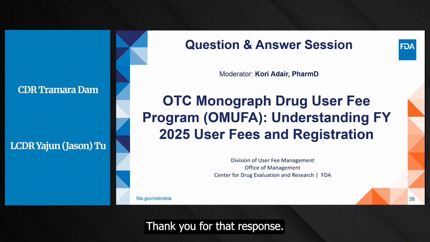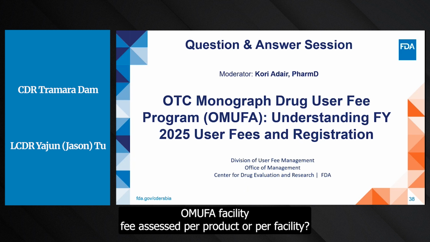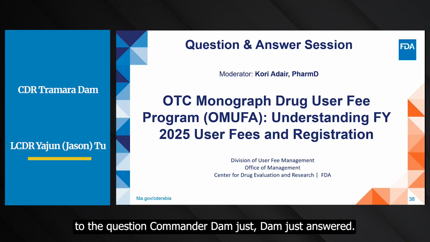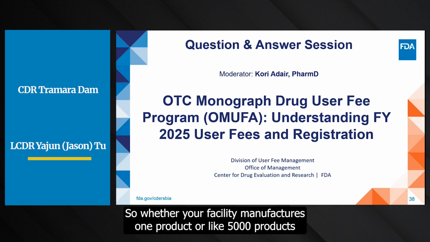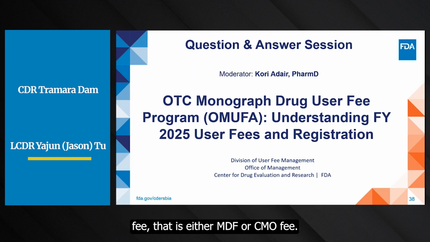Thank you for that response. My next question is for Lieutenant Commander 2. Is the fiscal year 2025 OMUFA facility fee assessed per product or per facility? Thank you for the question. I think this question is similar to the question Commander Dam just answered. The fiscal year 2025 OMUFA facility fee is assessed per facility, not per product. So whether your facility manufactures one product or 5,000 products, that facility would only be assessed one facility fee, that is either the MDF fee or the CMO fee. Thank you.